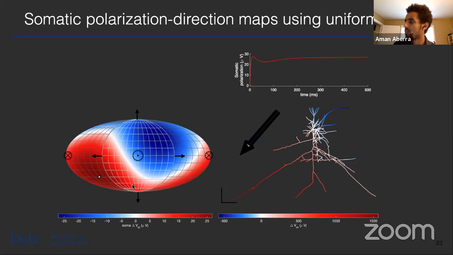But what we see is, first of all, obviously, if you flip the field, you get a flipping in the polarization. You go from depolarization in red to hyperpolarization. But you also have some variations as you go around the azimuth as well. So it's not quite a simple function of just amplitude.